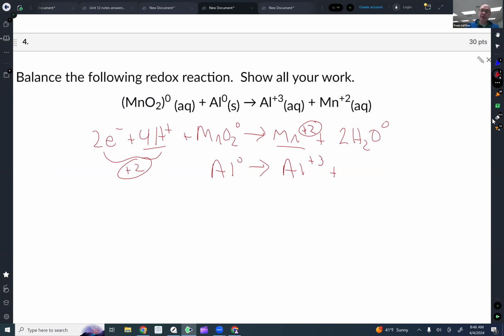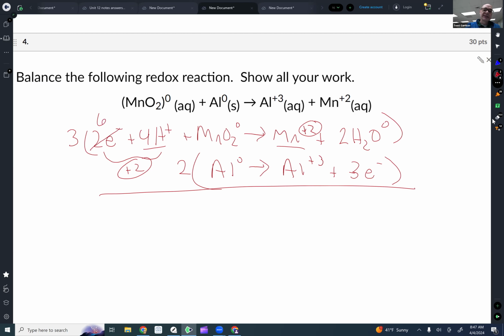But the aluminum, there's nowhere for us to add hydrogens to balance this out. So what we're going to do is we're just going to add 3 electrons. Now, 3 and -3, that equals 0. Both sides are equal. Problem is, my electrons are not equal. So I need to multiply everything in there by 3, multiply everything on this half reaction by 2 to make both of those 6. Now my electrons would cancel out, but I've got 12 hydrogens. I would have 3 of the manganese, 3 of the manganese ions, and 6 waters. I'd have 2 aluminums, and I'd have, again, those 6 electrons.